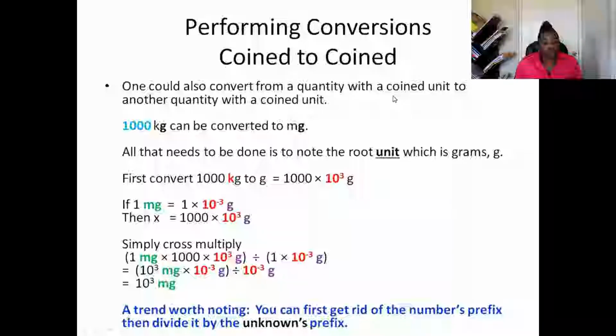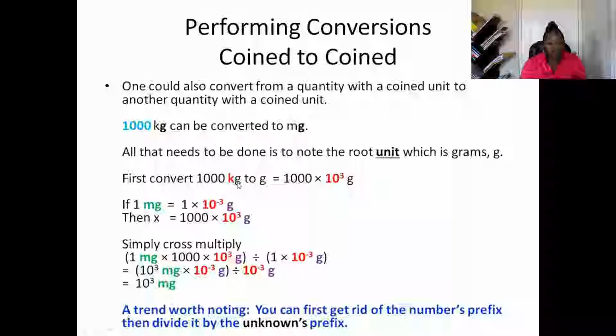Suppose we have 1000 kilograms that we want to convert to milligrams. All that needs to be done is to know the root unit, which is grams. If you see here, I highlighted it in black, so you can see this is the root G. So we have to first convert the number. They give you the numeral with the unit. You convert that one time from the coined to the uncoined unit. So here we're going from kilograms to grams.